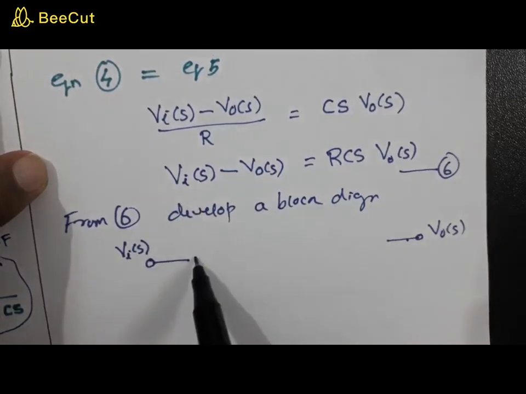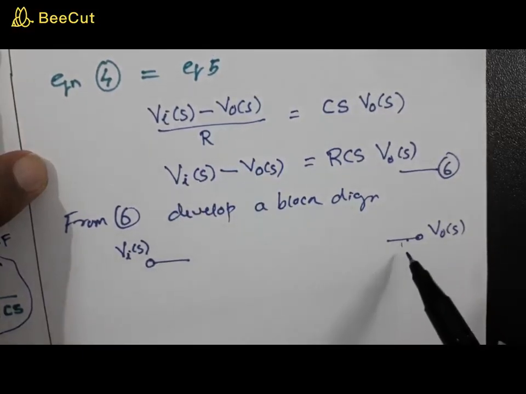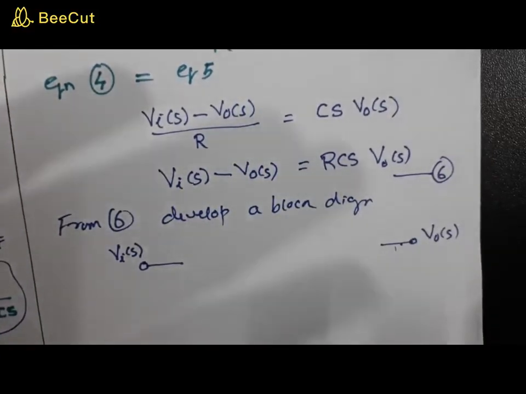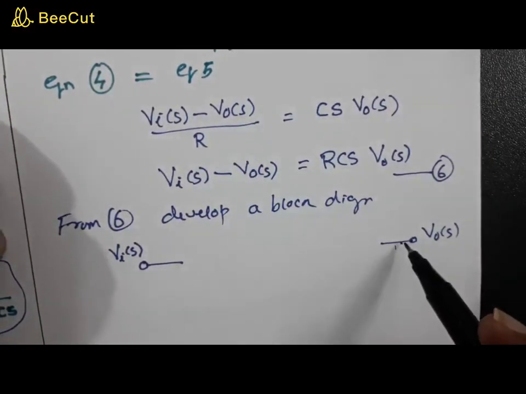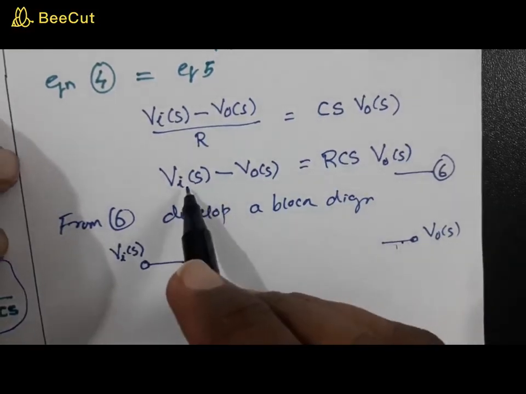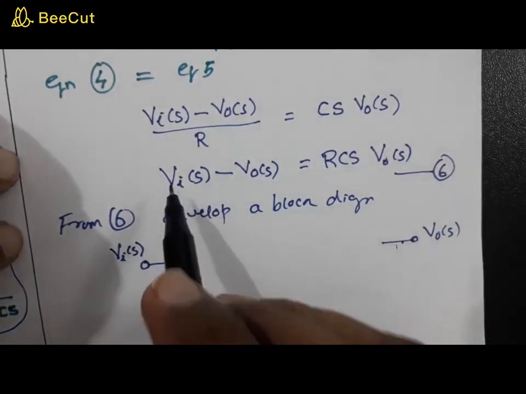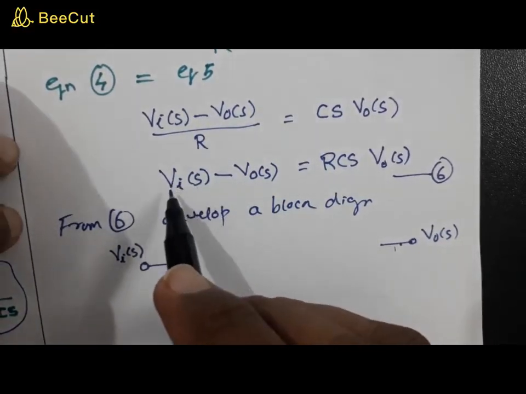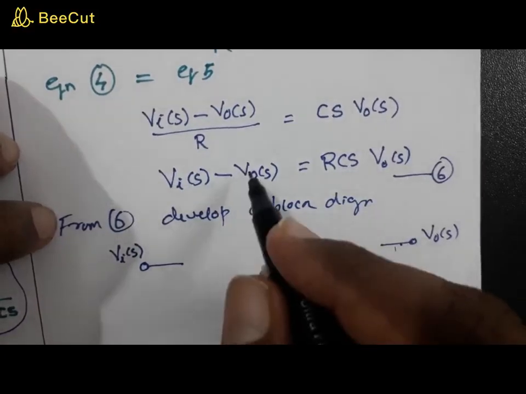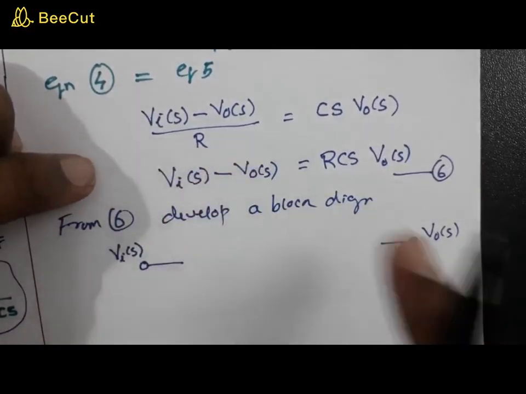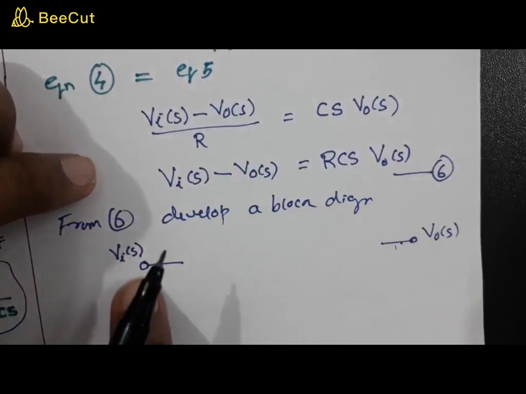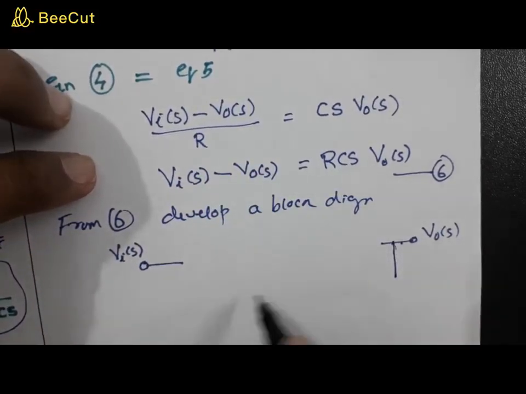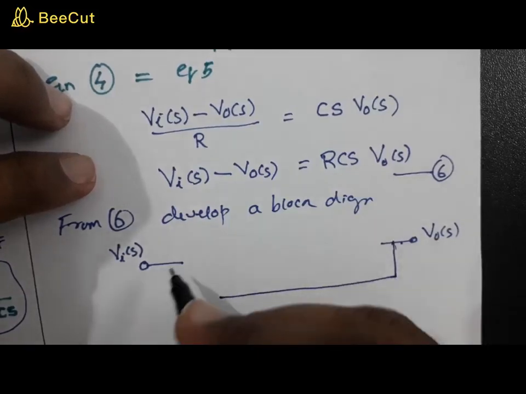So that means here you have Vi of s, here you have V out of s. In between, assume that there is something. We do not know what it is. Anyway, at the output, you know it is V0 of s. But this equation shows that there is a subtraction happening, or a comparison, or a summing happening in the form of Vi and V0. So if this operation has to take place, this has to come to this side. Anyway, it is customary to represent it like this, right?